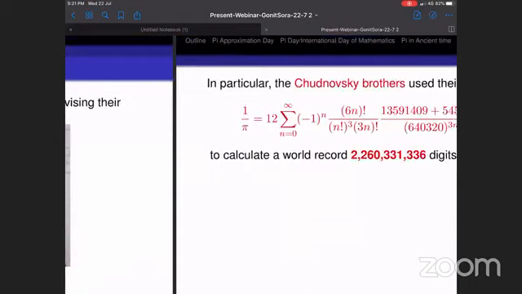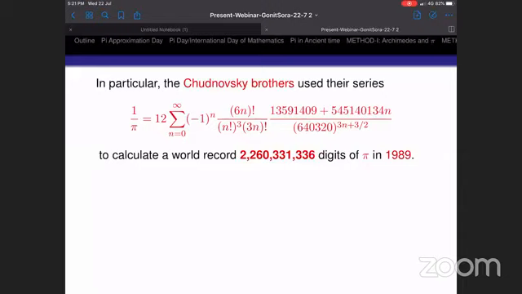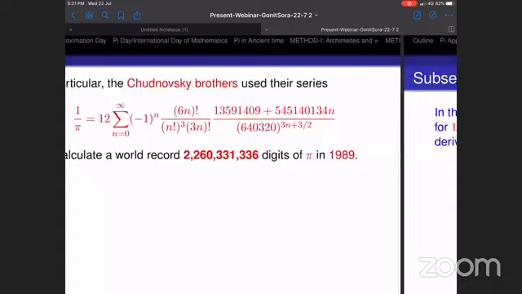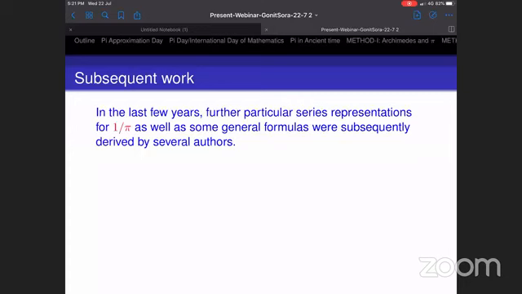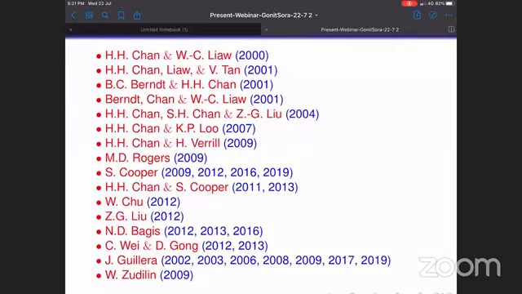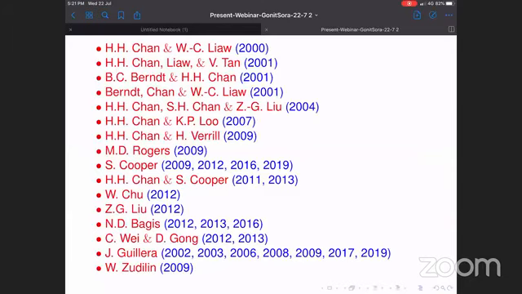And this is one of their series. And they actually found over 2 billion digits of Pi by using their Chudnovsky brothers' series in 1989. Okay. And after that, many people used Ramanujan type series, and more formulas were subsequently derived by many authors. So I just give a sample of this. So these are some of the authors who contributed to Ramanujan type series.